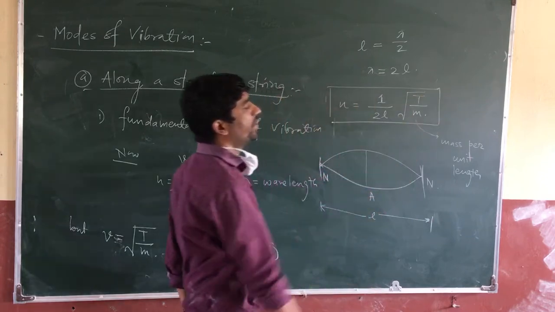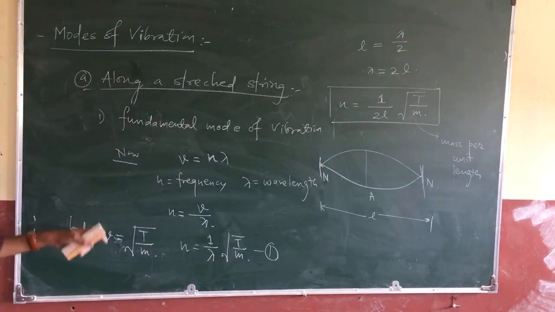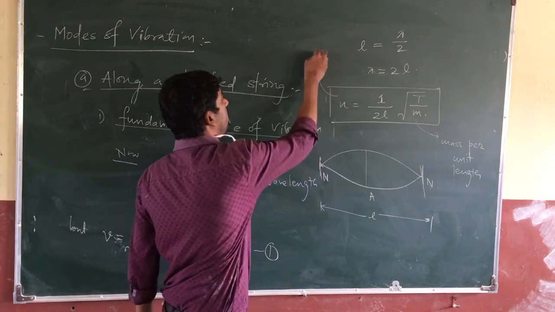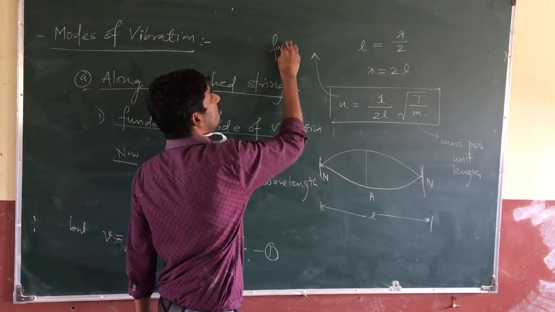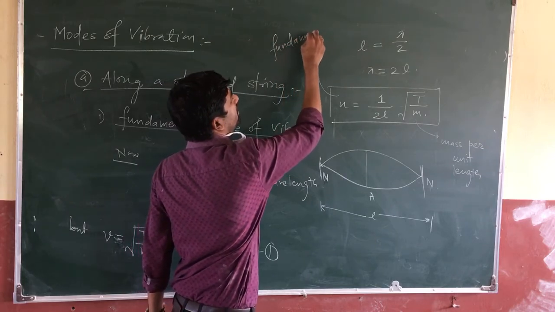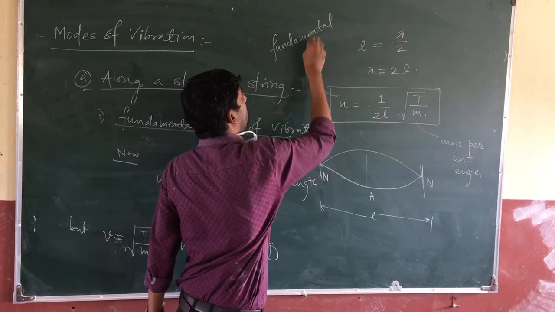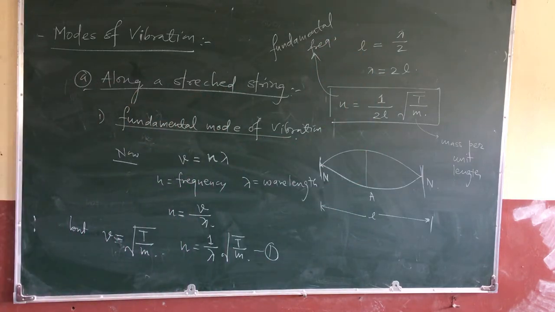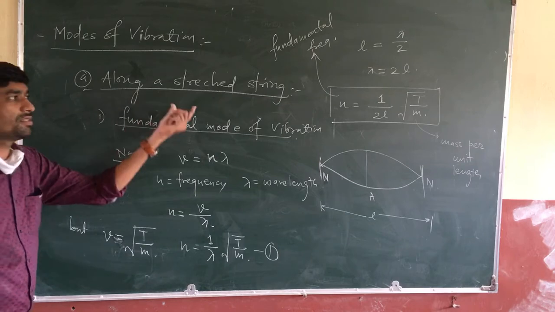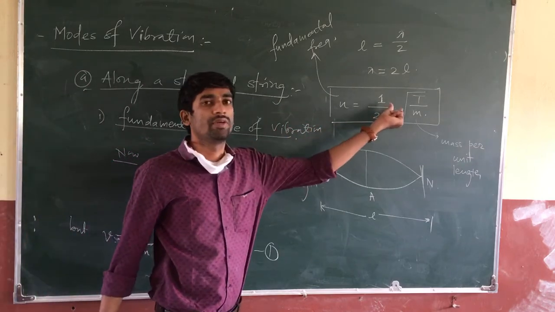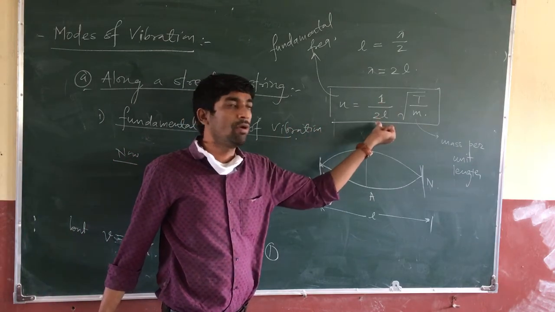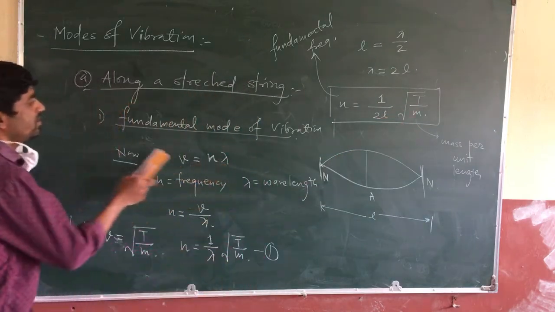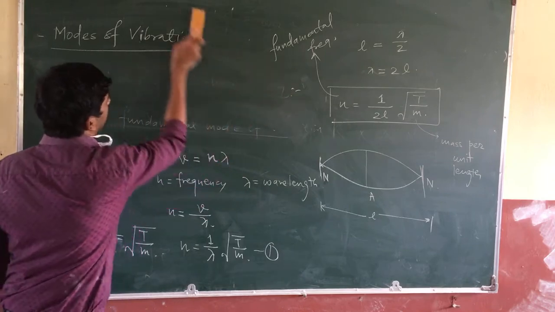So this is the equation for your fundamental mode of vibration, or the equation for your fundamental frequency. Okay, so what is the fundamental frequency for a stretched string? Fundamental frequency, N, is equal to 1 upon twice L under root of T divided by M. So this is your fundamental mode of vibration.